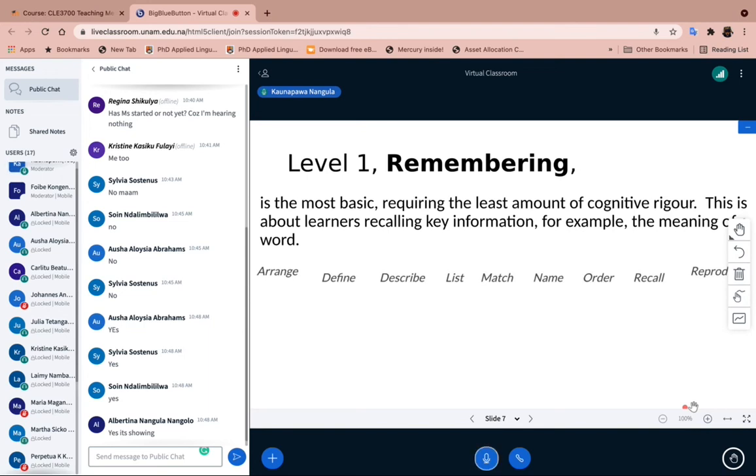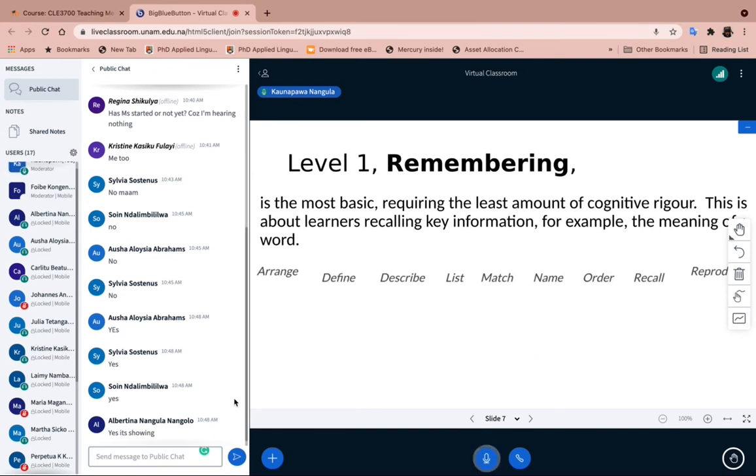This is about learners recalling key information, for example, the meaning of words. All right, so that's what we have. Meaning of words is really at the lowest level. And then here are some examples of the verbs that are used within this level. But this is not the only list. We have a number of lists, and these are just a few of them. We've got arrange, define, describe, list, match, name, order, recall, reproduce. Okay, so that's what we have there.